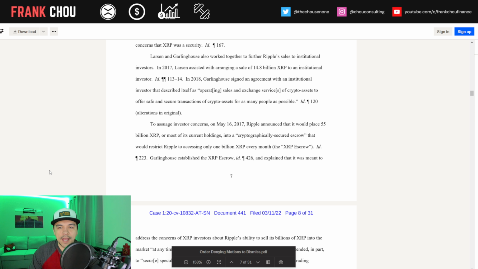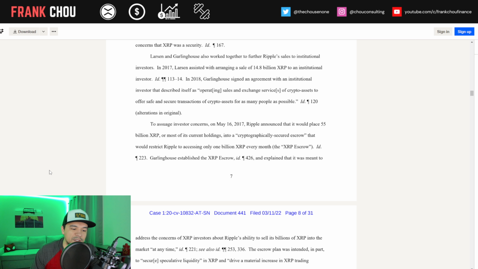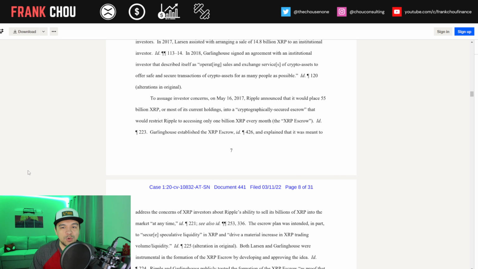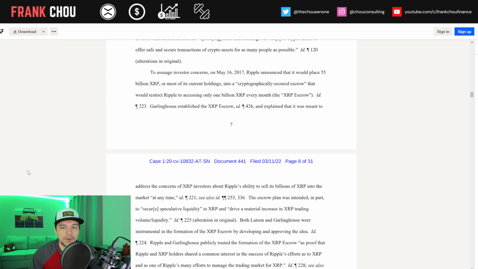Larsen and Garlinghouse also worked together to further Ripple sales to institutional investors. In 2017, Larsen assisted with arranging a sale of 14.8 billion XRP to an institutional investor. In 2018, Garlinghouse signed an agreement with an institutional investor that described itself as operating sales and exchange services of crypto assets to offer safe and secure transactions of crypto assets for as many people as possible.